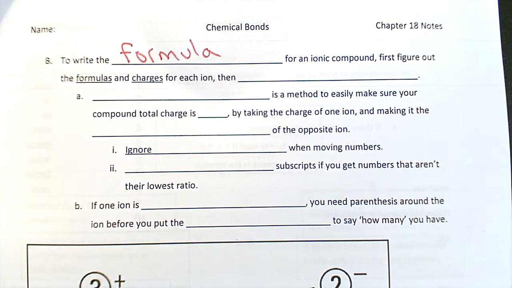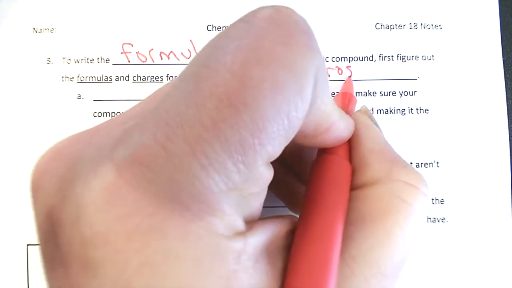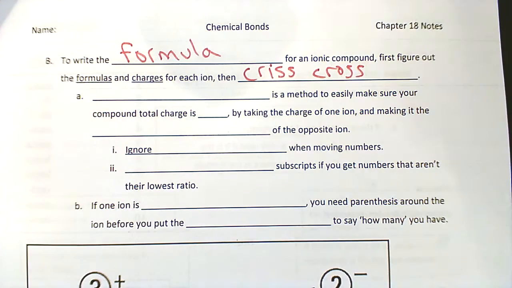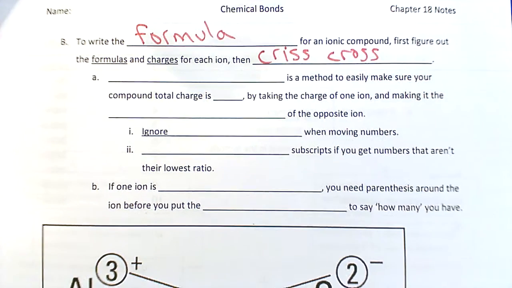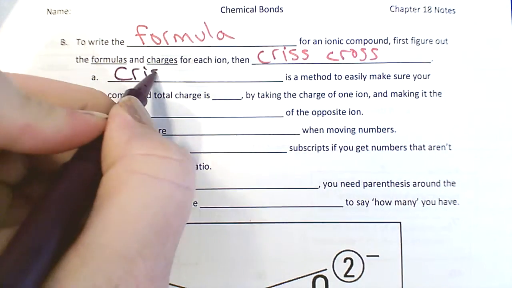So to write the formula of an ionic compound, we first have to figure out the formulas and charges for each ion, and then we're going to do what I like to call the crisscross. And really this is kind of a way to cheat, but I'm going to talk about the function and why it works also. So what do I mean when I say crisscross?